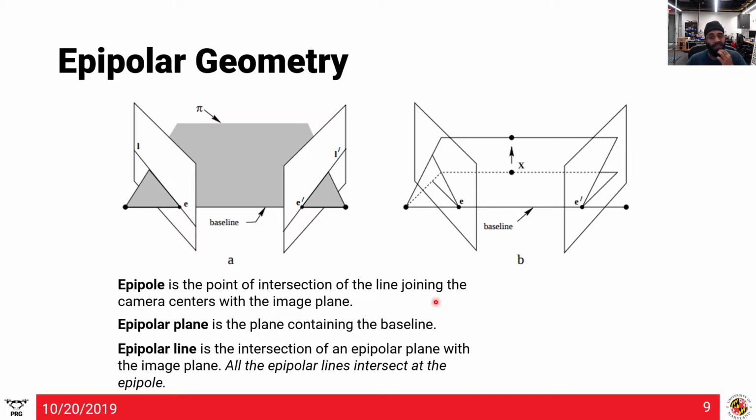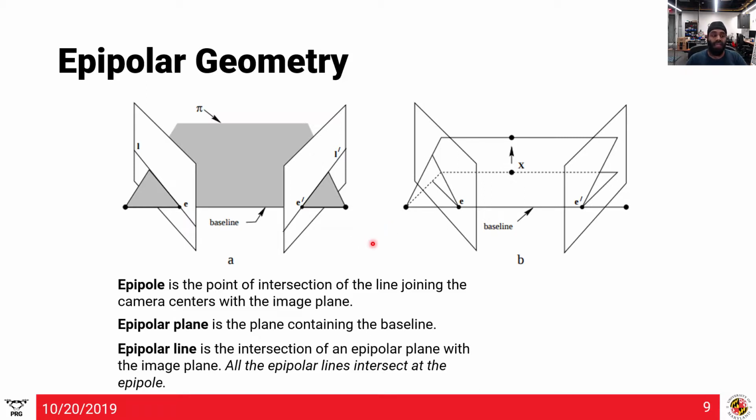Now the benefit is that you don't need to search for the point corresponding to X in the entire image plane, as it can be restricted to L dash, right? So the epipole is the point of intersection of the line joining the camera centers. So this is camera center 1, this is camera center 2. So the epipole is the intersection of the line joining the camera centers with the image plane.